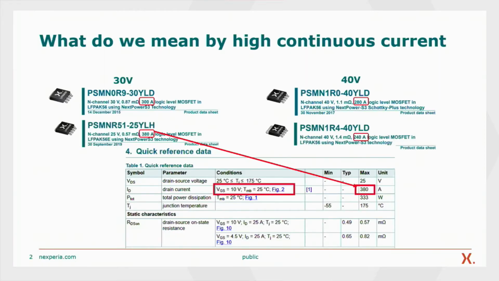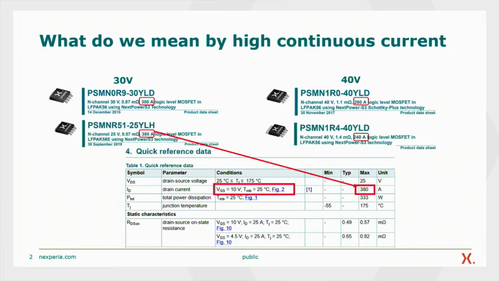Okay, so what do we mean by high continuous current? You can see from some of our data sheets in the headline, we put some quite high numbers in there. So if you have a look there, we've got the PSMR 5125 YLH, and this is a 380 amp rated MOSFET. And when we talk about that 380 amp rating, this is a DC current. So it's not a pulse current. It's not something we expect you to pulse for 10 milliseconds. This is a DC current.